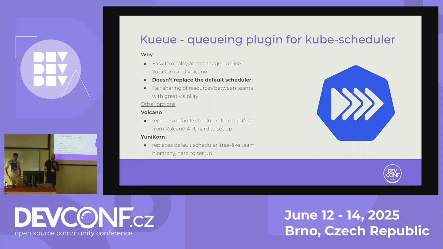And also Kueue is becoming the default CNCF queuing mechanism for queuing machine learning workloads. For example, in Google Cloud, they are using it for scheduling machine learning workloads.